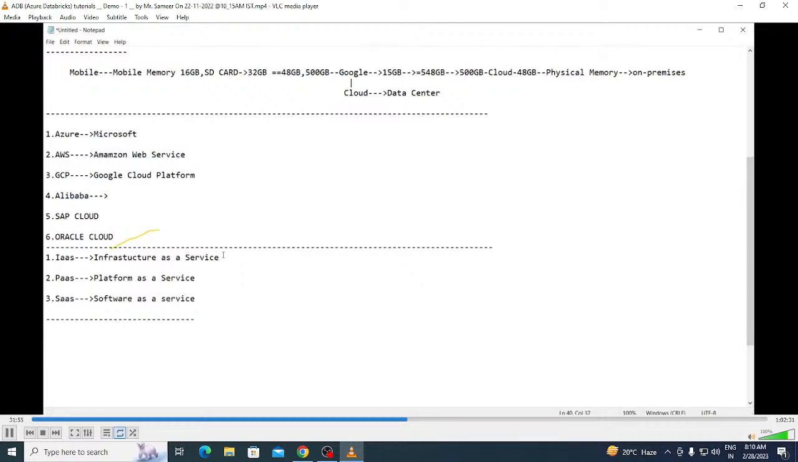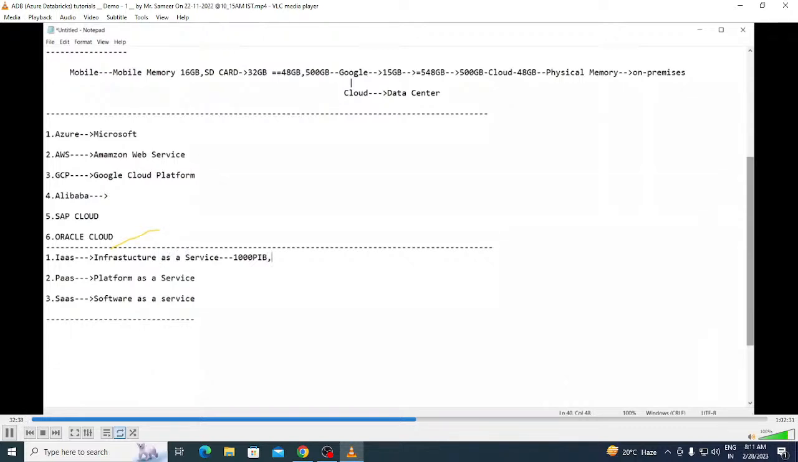Infrastructure as a service means what, guys? Suppose, just now we have discussed that you require 500 GB of data to be stored. That means you require what? Space on the cloud to store the 500 GB data. Am I right? Suppose you require all the storage, how much storage do you require? 500 GB or 1000, petabyte. All this is the responsibility of the cloud provider, and it provides this service in the form of what? Infrastructure as a service.